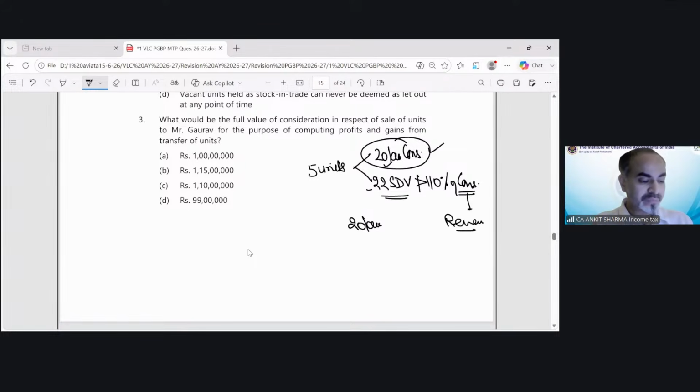And at the time of agreement, the payment has been made via cheque. So the stamp duty value on the agreement date needs to be taken. And for 5 properties, it would be 100 lakh. So the correct answer is option number 8.